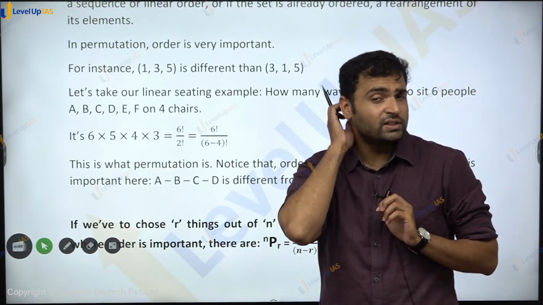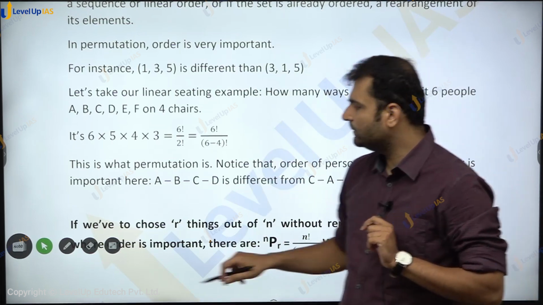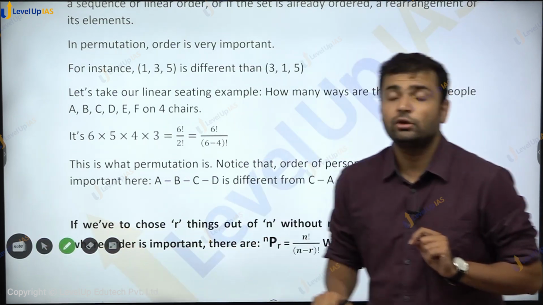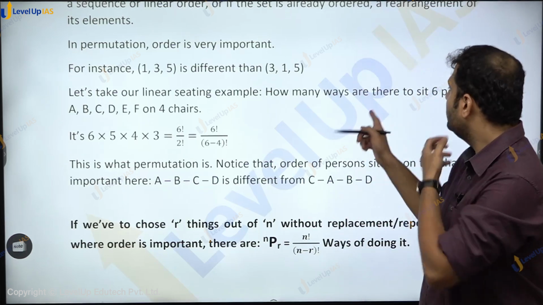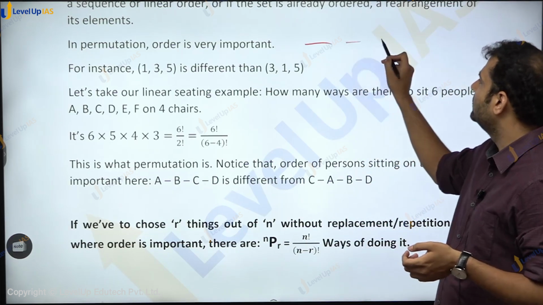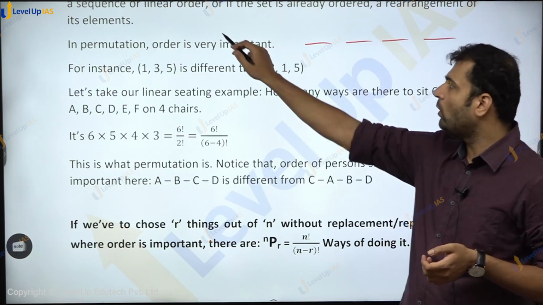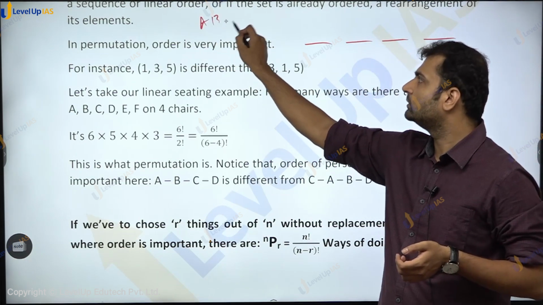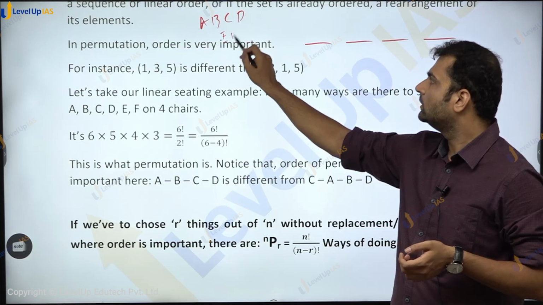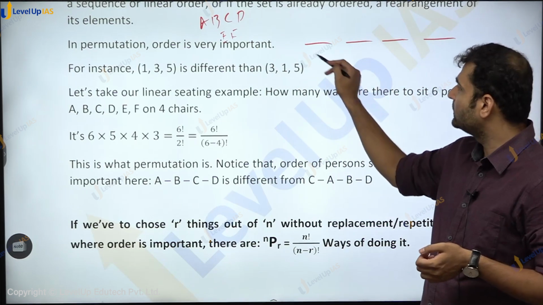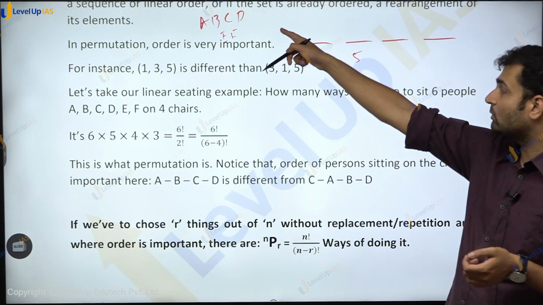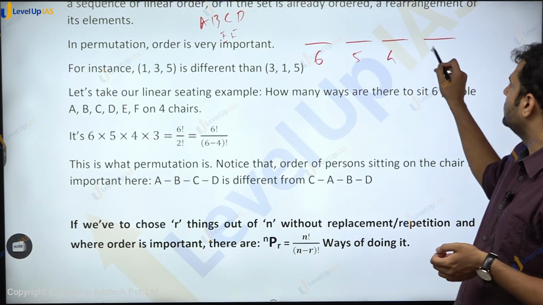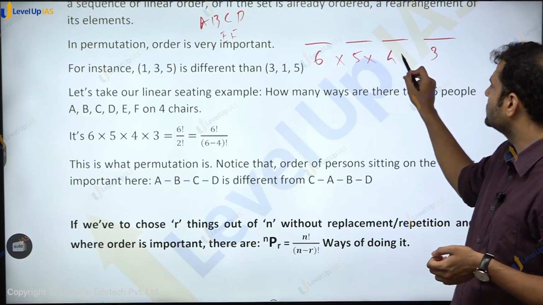Let's take our linear sitting example that we just took. There are 6 people, but only 4 chairs. Then how many ways are there to sit these 6 people? There were 4 chairs and 6 people: A, B, C, D, E, F. So how many ways are there? We said that for the first chair we have 6 choices. For the next chair we have 5 choices. Out of them, here we have 4, and here 3, and the total number of ways hence is this.